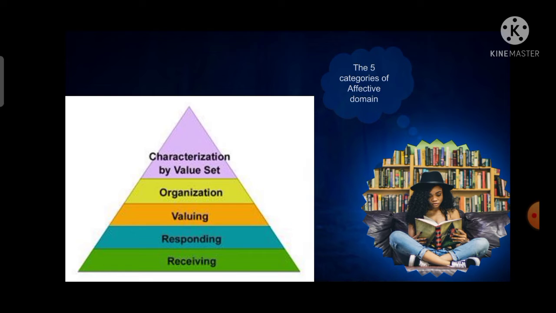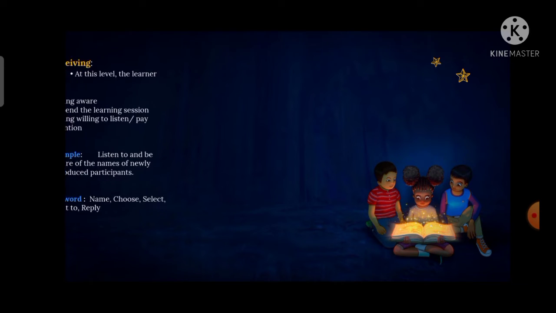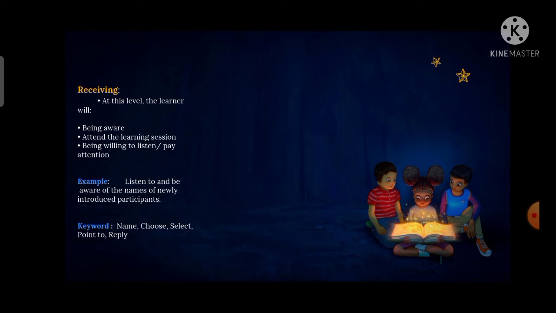The first is receiving, the next is responding, then valuing, the fourth is organization, and the last is characterization by value set. In receiving, at this level, the learner is expected to basically attend the learning session, being aware and willing to listen or pay attention.